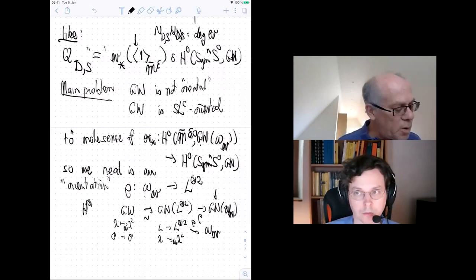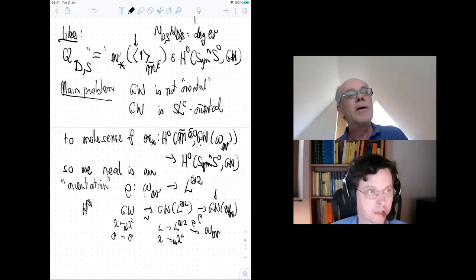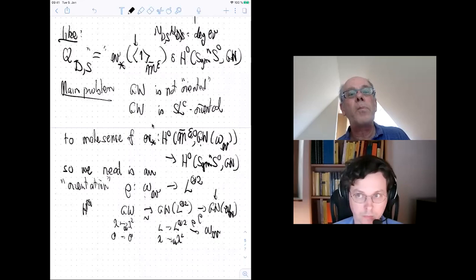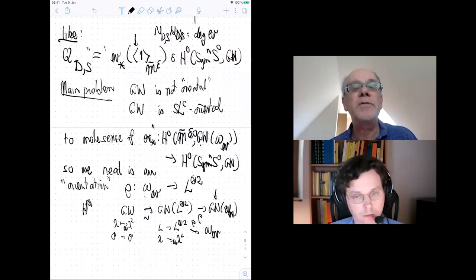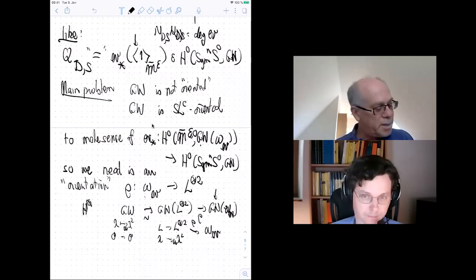Marc, there's a question from Sean Tilson about the link between SLC orientation and orientation of KO. Does this recover the orientation of KO under Betti realization? It's not really KO. It's like a sheaf version of KO. But if you do this for the motivic KO, then yes.